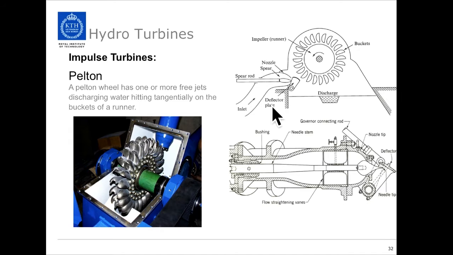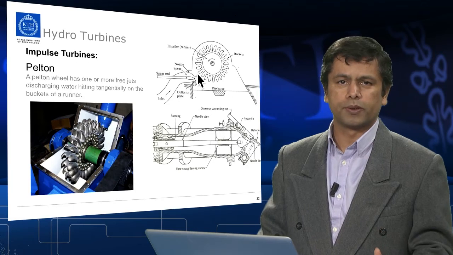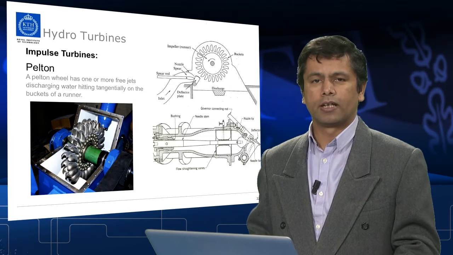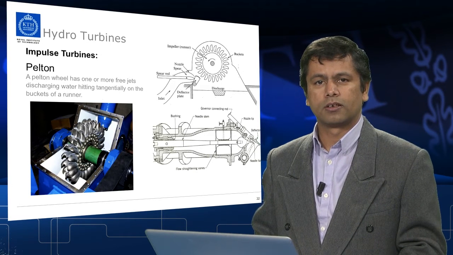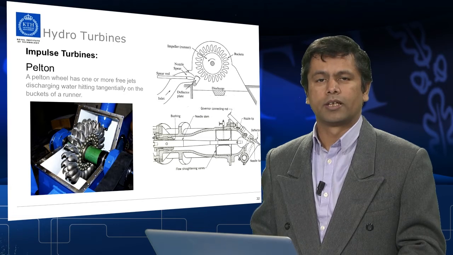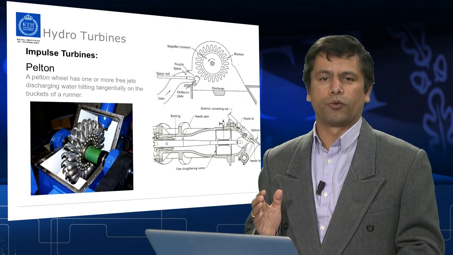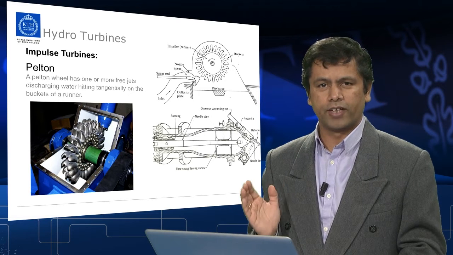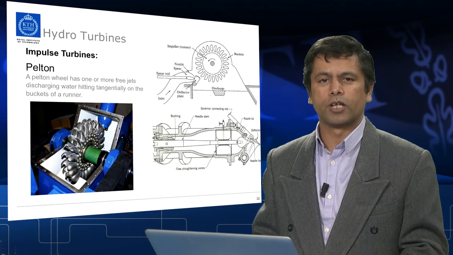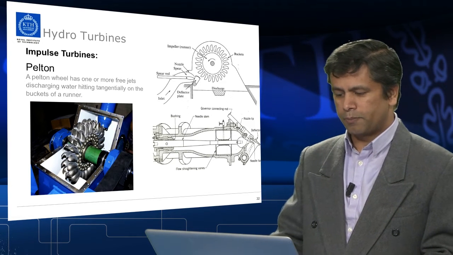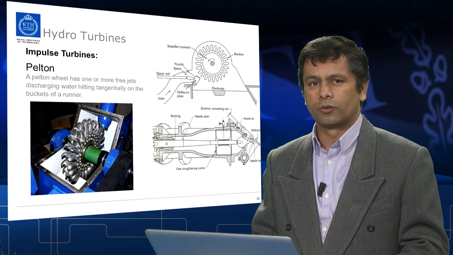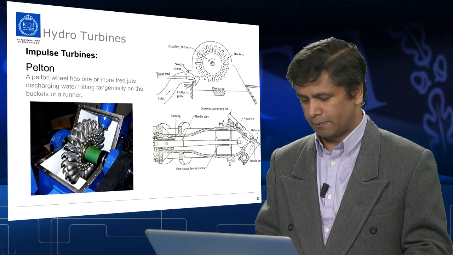And there is also a deflector plate, and this deflector plate is mainly used for emergency purposes. If there is a sudden change in the voltage or speed in the generator, then the deflector is actuated to control the flow, so that the flow will not strike the bucket, and it just strikes the deflector, and the water will drop down to the tail race without moving the turbine. So the main purpose is to save the turbine from going overspeed during an emergency.